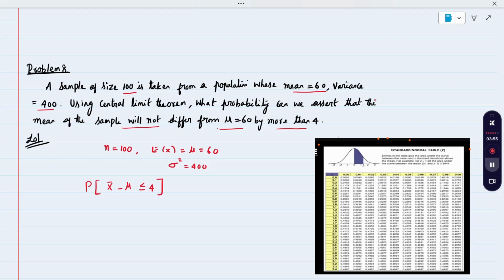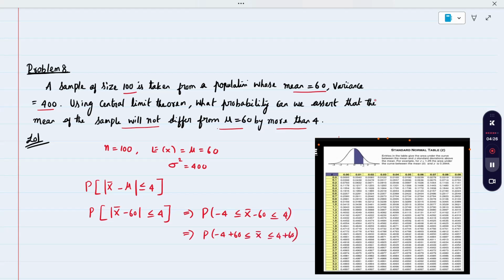Now mu is 60, so when I substitute it, the modulus of x bar minus 60 is less than or equal to 4. I have to remove the modulus. How can I remove it? The probability of minus 4 less than or equal to x bar minus 60 less than or equal to 4. The 60 will be brought to both sides: minus 4 plus 60 is less than or equal to x bar, which is less than or equal to 4 plus 60. So it is the probability of 56 less than or equal to x bar less than or equal to 64.